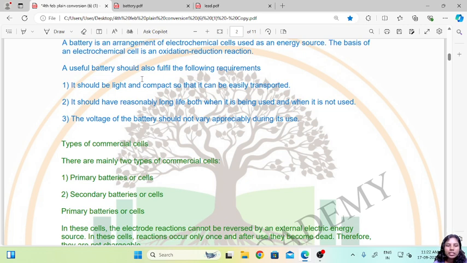Second, it should have a reasonably long life, both when it is being used and when it is not being used. As in, if you have used it for a little while and then you have stopped using it, in that case also it should last for a longer time. The next time you use it, it should be in working condition. Third, the voltage of the battery should not vary appreciably during its use.